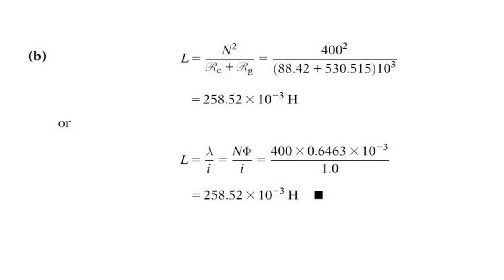And next, using the previous inductance formula, we calculate L is equal to N squared divided by R. Here N, the number of turns, is 400 squared, divided by the reluctance of the core plus the reluctance of the air gap. The value of the inductance is 258.52 into 10 to the power minus 3 Henry. Already, the inductance formula from the previous derivations is L is equal to N phi divided by I, where N is the number of turns, phi is the flux, divided by the current. So the total inductance value is 258.52 into 10 to the power minus 3 Henry. Thank you.